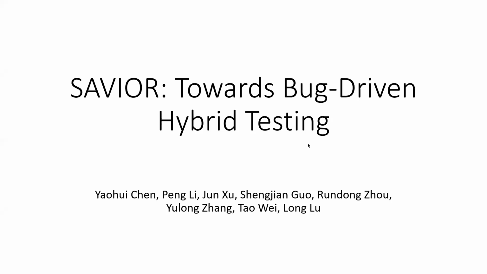Okay, so this paper is about a bug-driven hybrid testing approach called SAVIOR. Where is this paper published? I'm not very sure. In the follow-up paper presentations, we always require that you also present the venue where the paper was published. I think this should be a security venue.